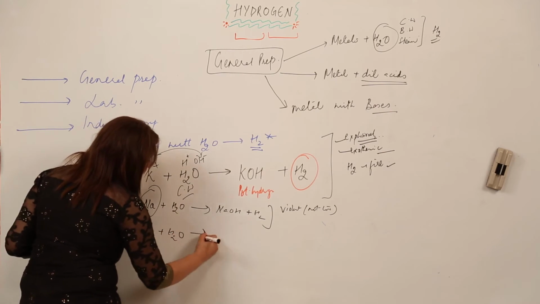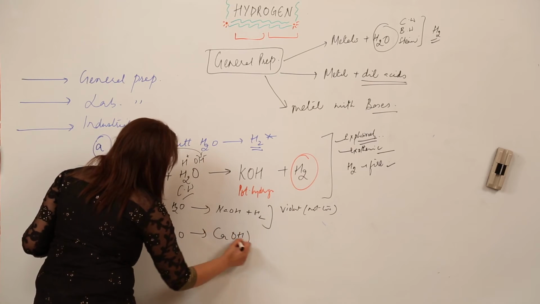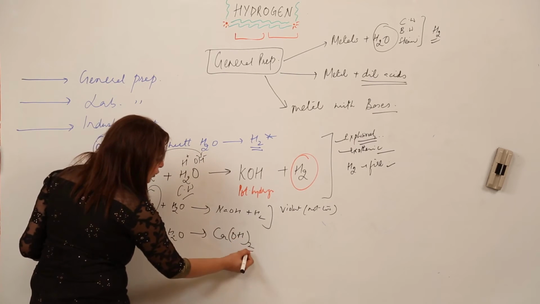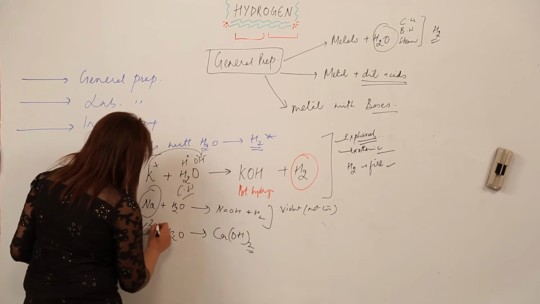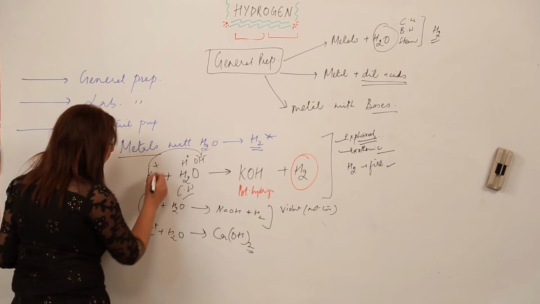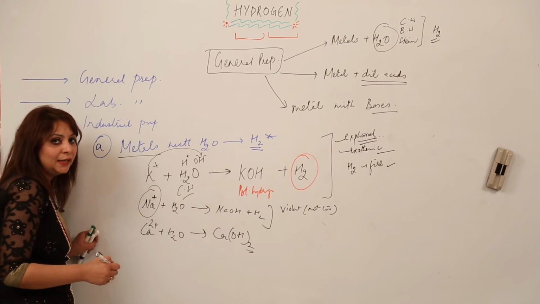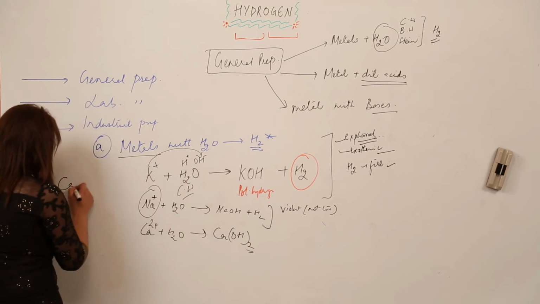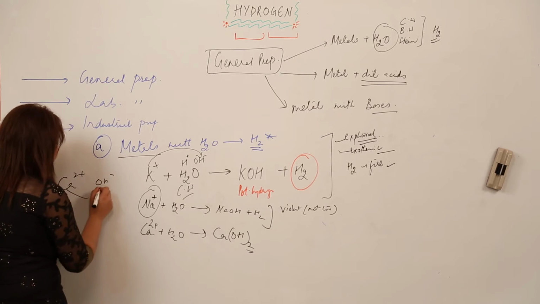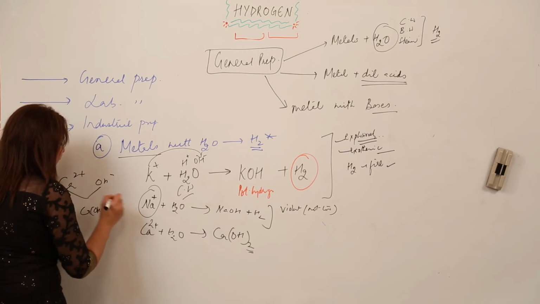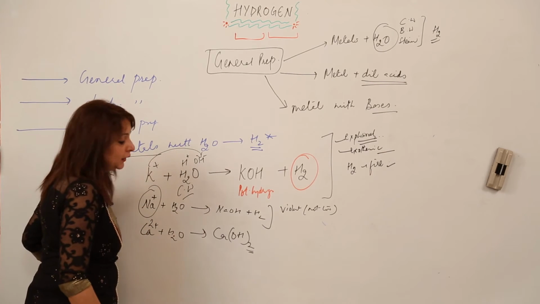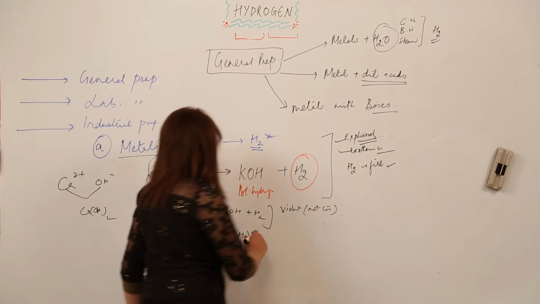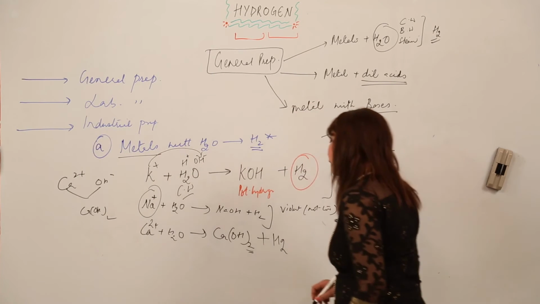Similarly, I'm taking up the example of another metal, calcium. Calcium reacts with water to form calcium hydroxide. You know where this 2 has come from? It is because the valency of calcium is 2 positive. Earlier I was taking elements with 1 positive valency, and calcium is 2. So when we crisscross Ca2 positive and OH negative, as we have just discussed in the language of chemistry, this is the calcium hydroxide, and again with it we are getting hydrogen.